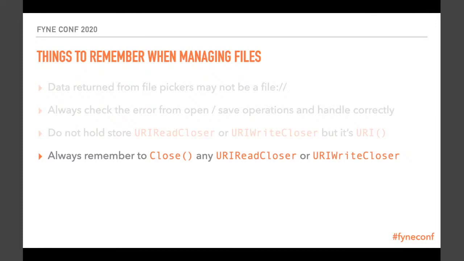I find that using defer helps. When you make the request, in the function called back, check for the error. If the error is not nil, handle it. And then if the returned URI read closer or write closer is not nil, defer close and then perform the operations that you wanted to. If you're able to do that, you'll probably miss far fewer close operations that really should be happening.